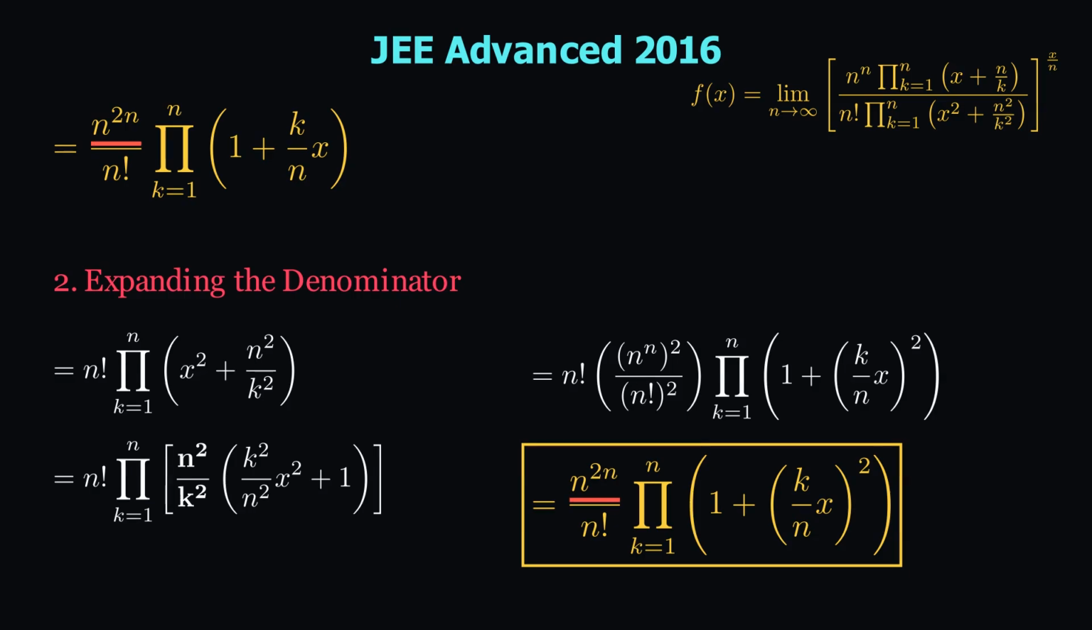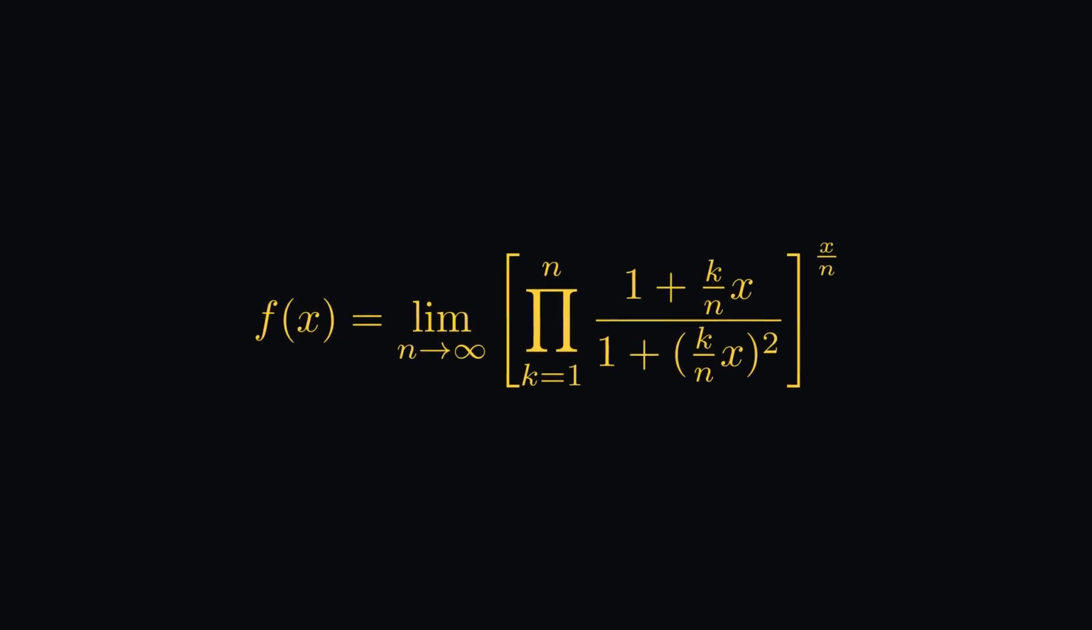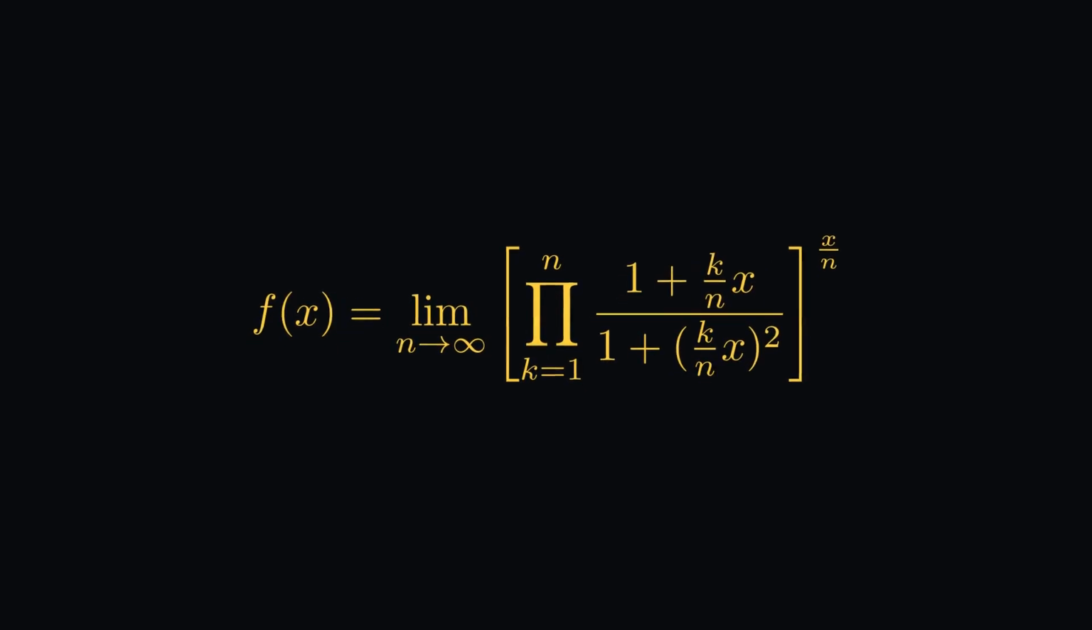Now look at the constants in both our expanded numerator and denominator. They are perfectly identical. They cancel out entirely. And just like that, the beast collapses into a beautifully clean fractional product.